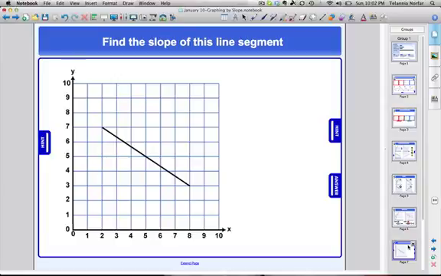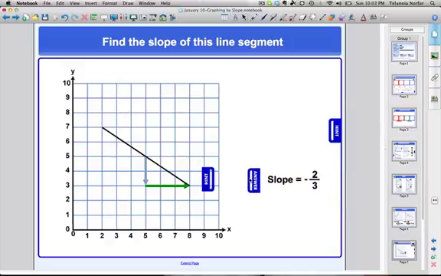Find the slope of this line segment. Again, let's look at one of the hints. Pause the video until everyone has answered. Okay, let's look at the answer. Good job if you got -2/3.